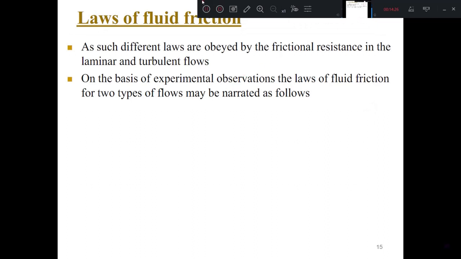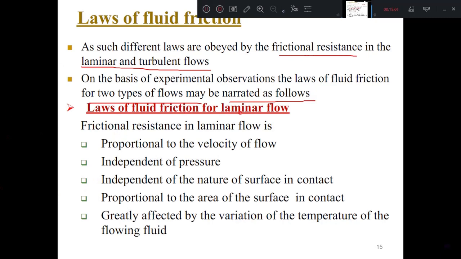Then the laws based on the Reynolds number: the laws of fluid friction. Different laws are obeyed by the frictional resistance in laminar and turbulent flows. Whether the flow is laminar or turbulent, there is a frictional resistance in the flow system. On the basis of experimental observations, the laws of fluid friction for the two types of flows may be narrated as follows. The laws of fluid friction for a laminar flow.